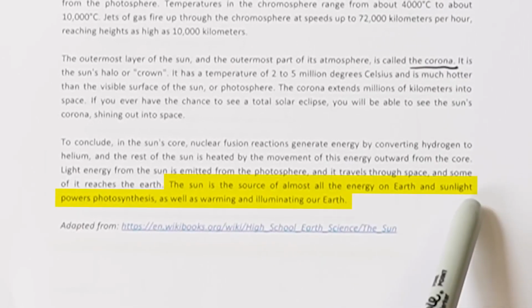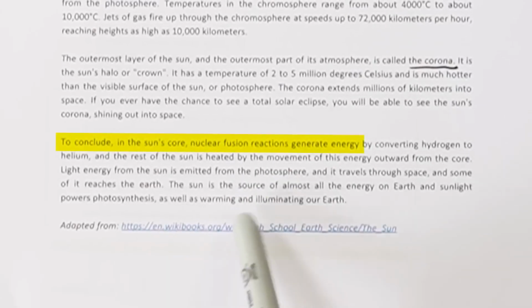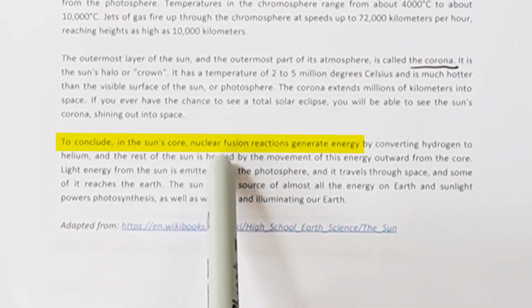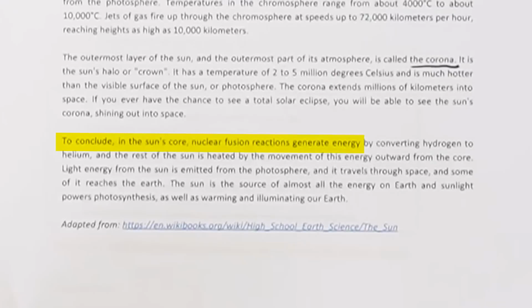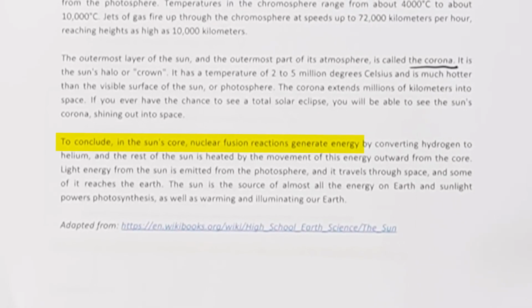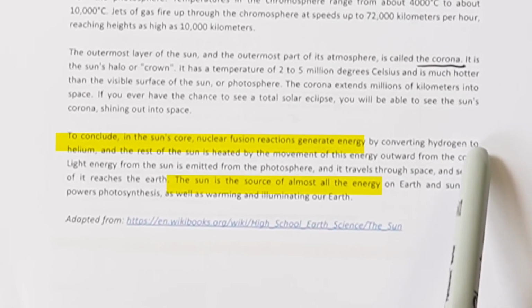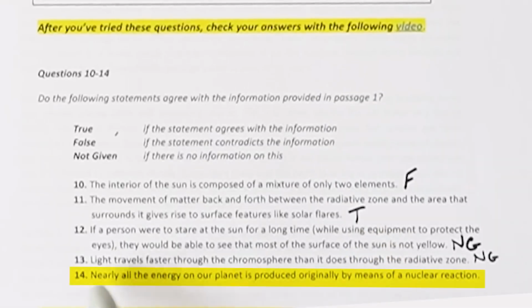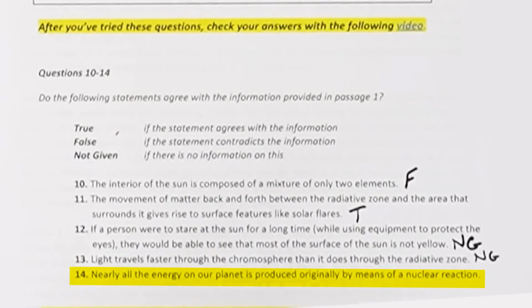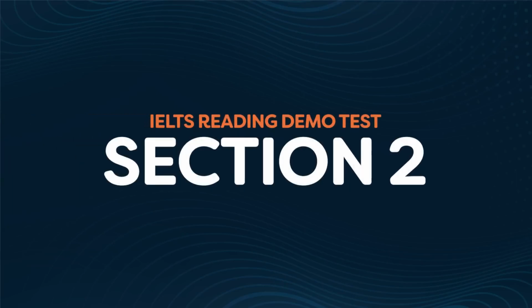The sun is the source of almost all the energy on Earth, and sunlight powers photosynthesis as well as warming and illuminating our Earth. So if we read this more carefully, to conclude, the sun's core, nuclear fusion. Nuclear fusion is a type of nuclear reaction. It generates energy, and that provides us with all our energy. Nearly all the energy. Almost all, nearly all mean the same thing. Nearly all, almost all produced by a nuclear reaction. This is true.